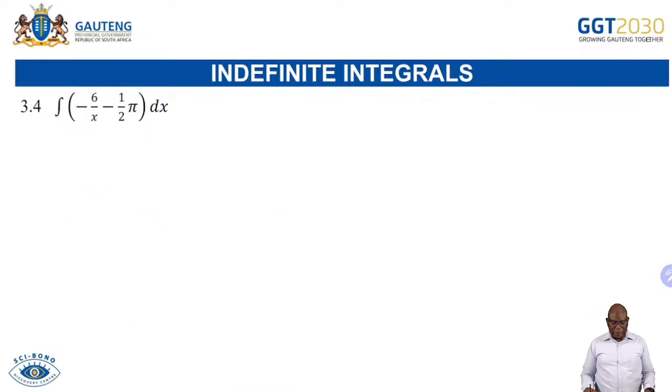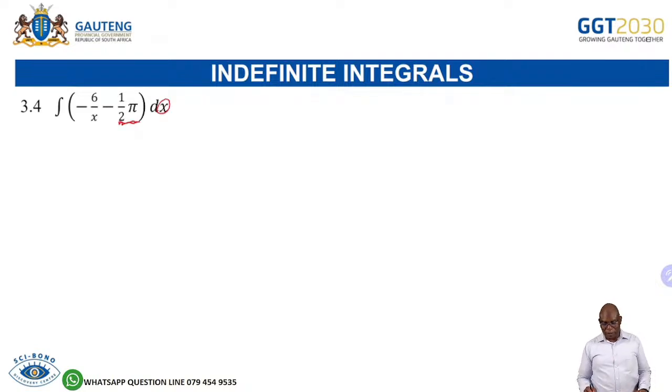3.4. Now again, here we're having negative 6 over x minus 1 over 2 pi. Already I know that this one is my constant, because my slices are talking about an x, and this one does not have an x, right? So it's a constant. Dealing with a constant when we're working with an integral, remember we just put an x.